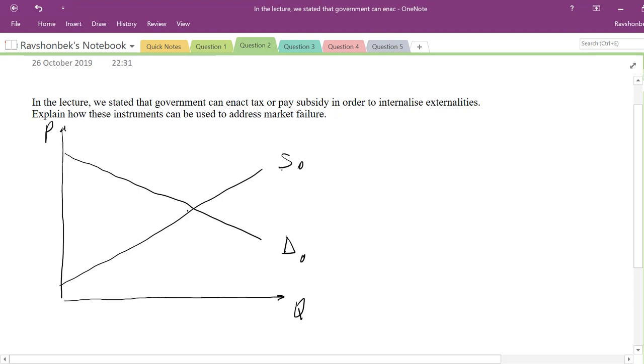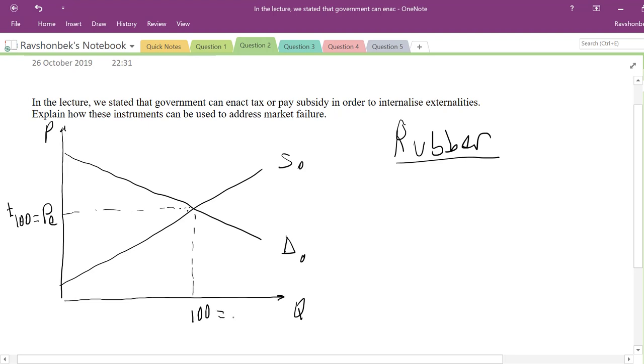So now, let's assume that this is rubber. This is the supply and demand for rubber. So the market is right now in equilibrium. This is called the private market equilibrium. So that's PE. Maybe we say this is, let's say, 100 pounds, and we supply 100 units. Now this is QE, the private equilibrium quantity.